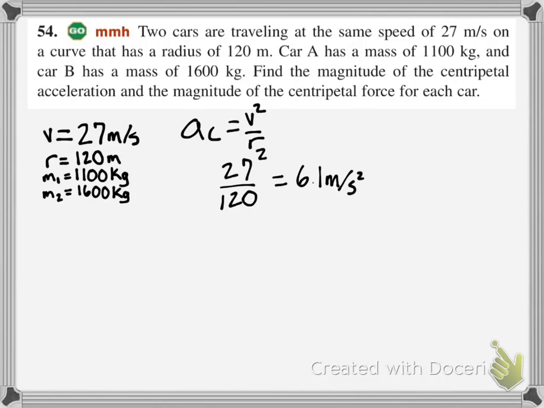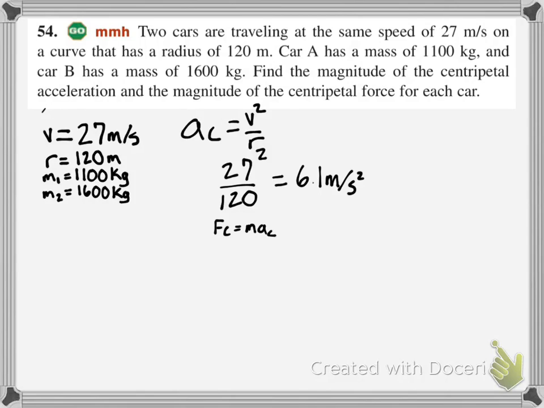Now that we have plugged in our numbers to find the centripetal acceleration, we need to find the centripetal force for each car. The easiest way to find the centripetal force would be using the formula F_c equals m a_c. Since we already have the centripetal acceleration for each car, all we have to do is plug in the mass and the centripetal acceleration.